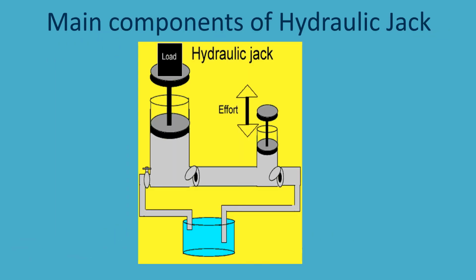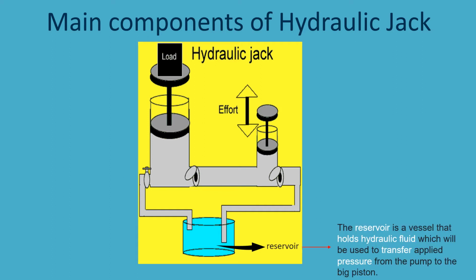What are the main components of a hydraulic jack? The main components and their functions are as follows. This one at the bottom here is the reservoir. The reservoir is a vessel that holds hydraulic fluid, which will be used to transfer applied pressure from the pump to the big piston. And this one right here is a one-way valve. It allows fluid flow in one direction and automatically prevents backflow.